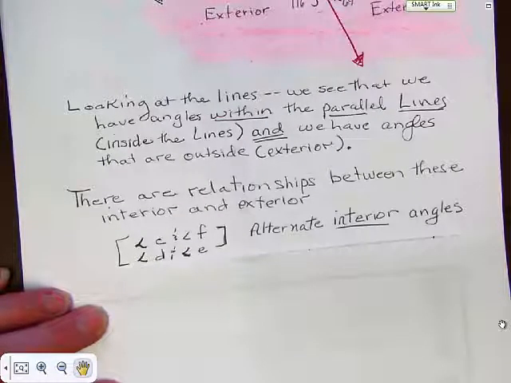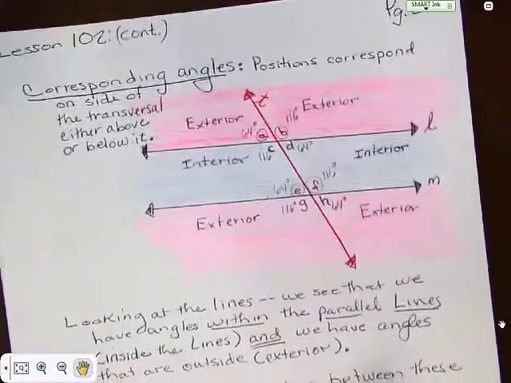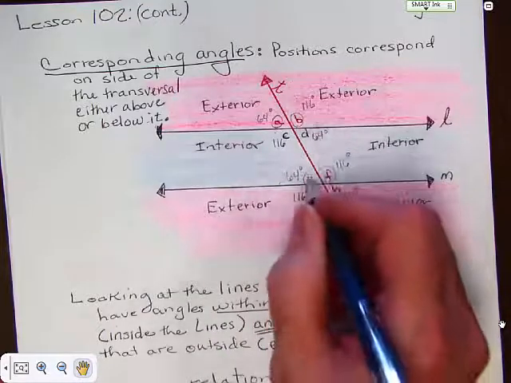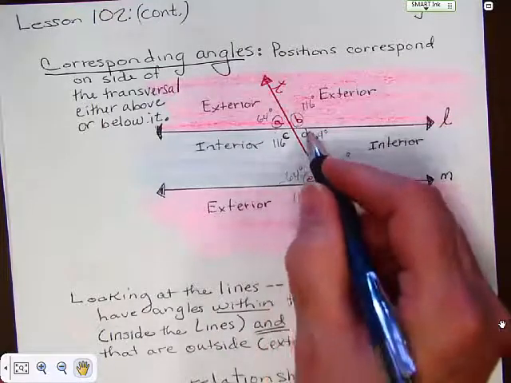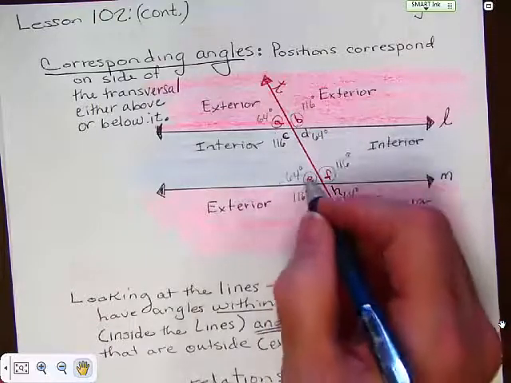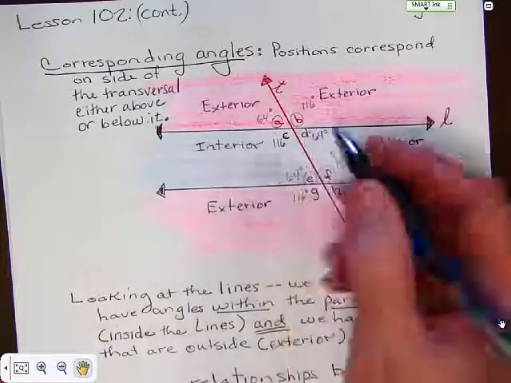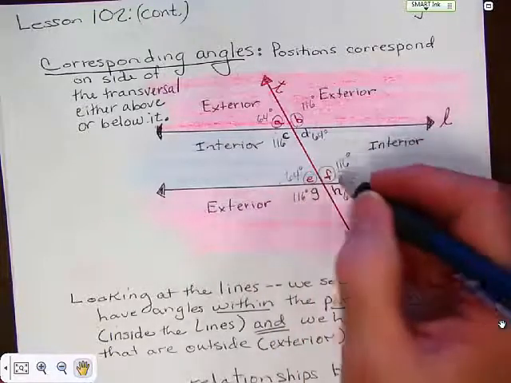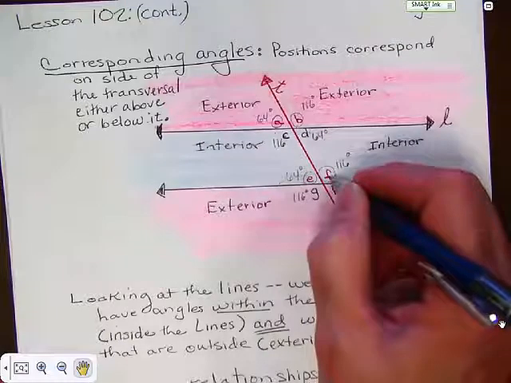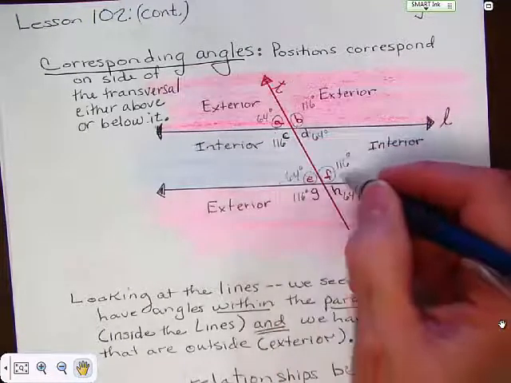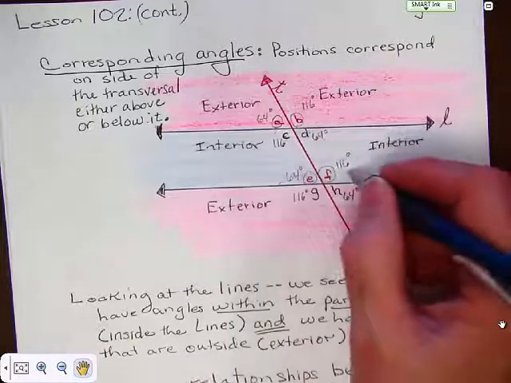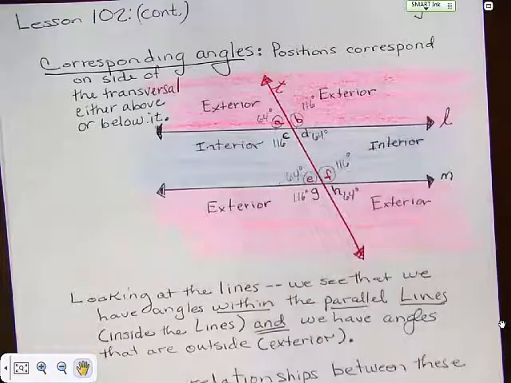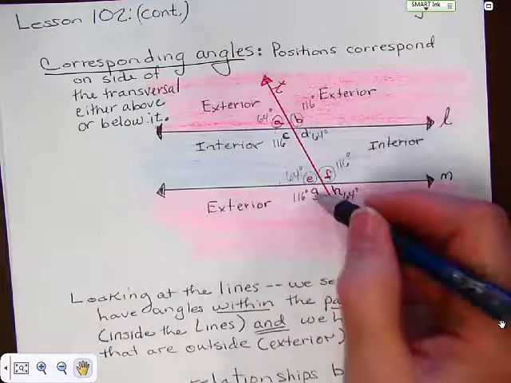Now, if you're thinking alternate, you want to think about taking a step. If we were going to step over the transversal and stay inside the lines, we would go from here to here. We'd step on E and then we'd step with our right foot on D. Notice that the measurements are the same for those angles. Same way if we stepped on F first, then our left foot would step on C. Notice those measurements are the same. So, alternate interior angles.